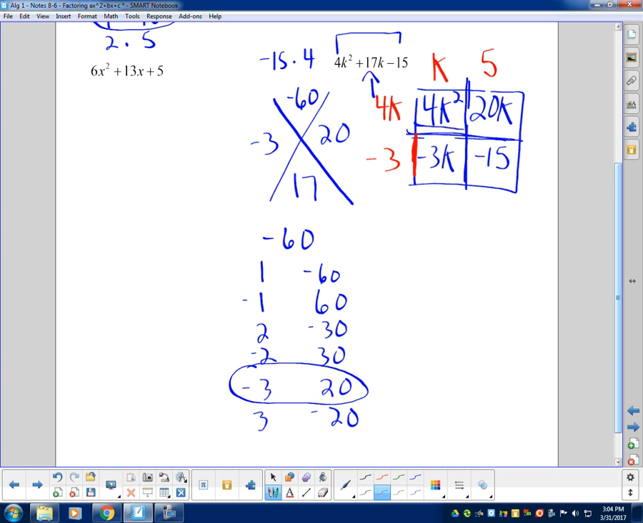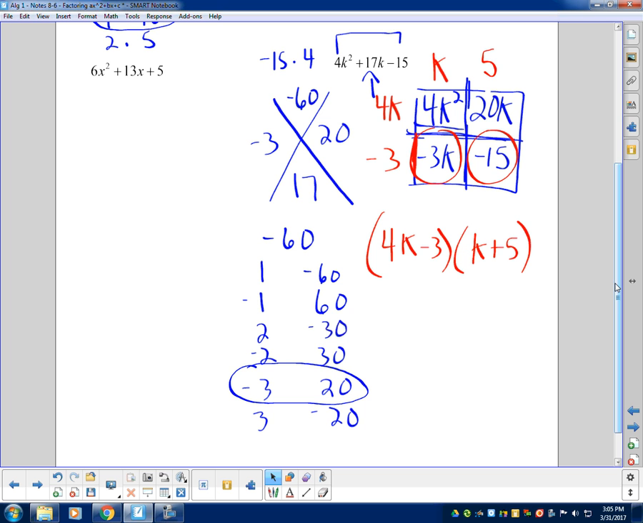Now let's just double check here because we had negatives to deal with. 4k times k is 4k squared. 4k times 5 is 20k. Negative 3 times k does give me negative 3k, so it checks out. Negative 3 times positive 5 is negative 15, so it checks out. So a way to check what you've done is to just keep it in that rectangular box form, multiply out your factors, make sure they all come out with the correct signs. So my final answer, factors are 4k minus 3 and k plus 5, and you are done. So I'll leave the other two for you to try for practice.